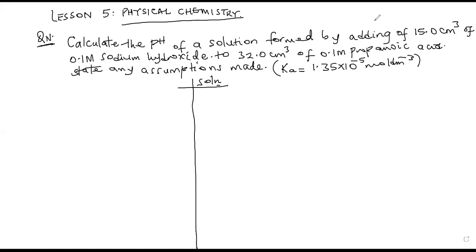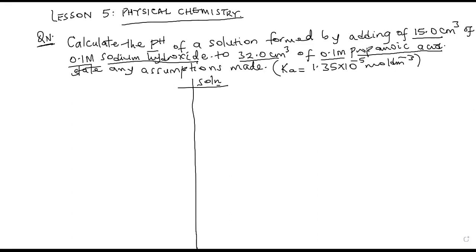And still, we are under buffer solutions, and this is a question from acidic buffers. The question is reading that calculate the pH of a solution formed by adding 15.0 cubic centimeters of 0.1 molar sodium hydroxide to 32.0 cubic centimeters of 0.1 molar propanoic acid.